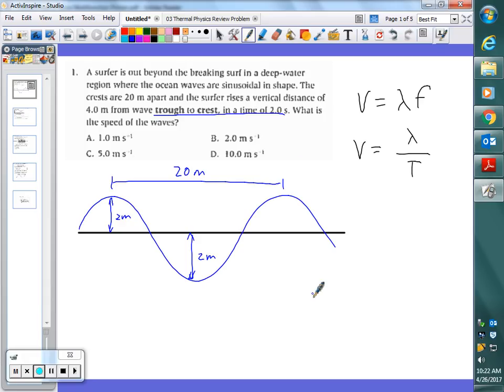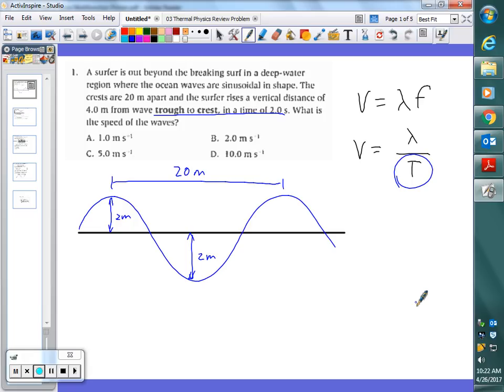Trough to crest in a time of 2 seconds. Trough to crest is only how much of a wave? It's only half of a wave. But in this case, the period is the time for a full wave. Does that make sense?